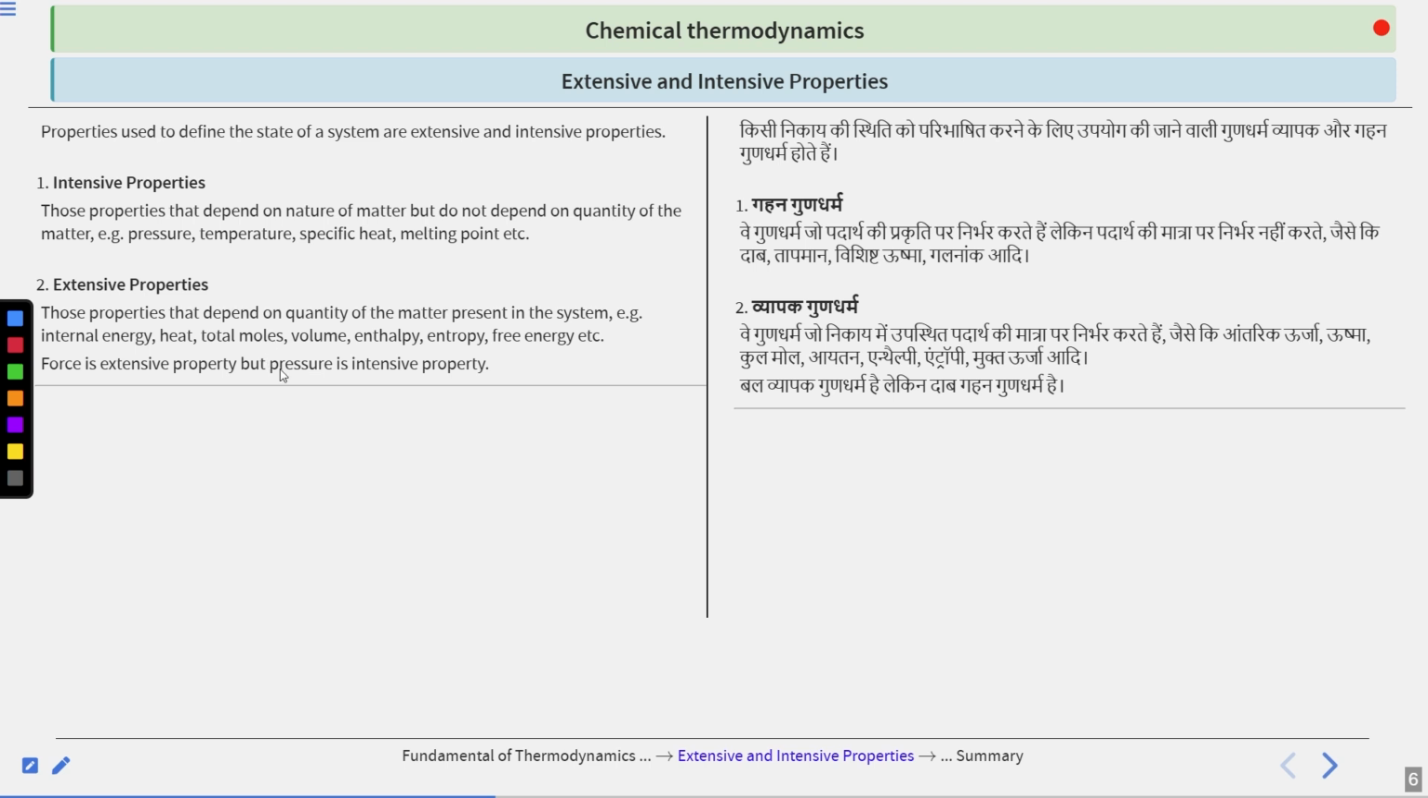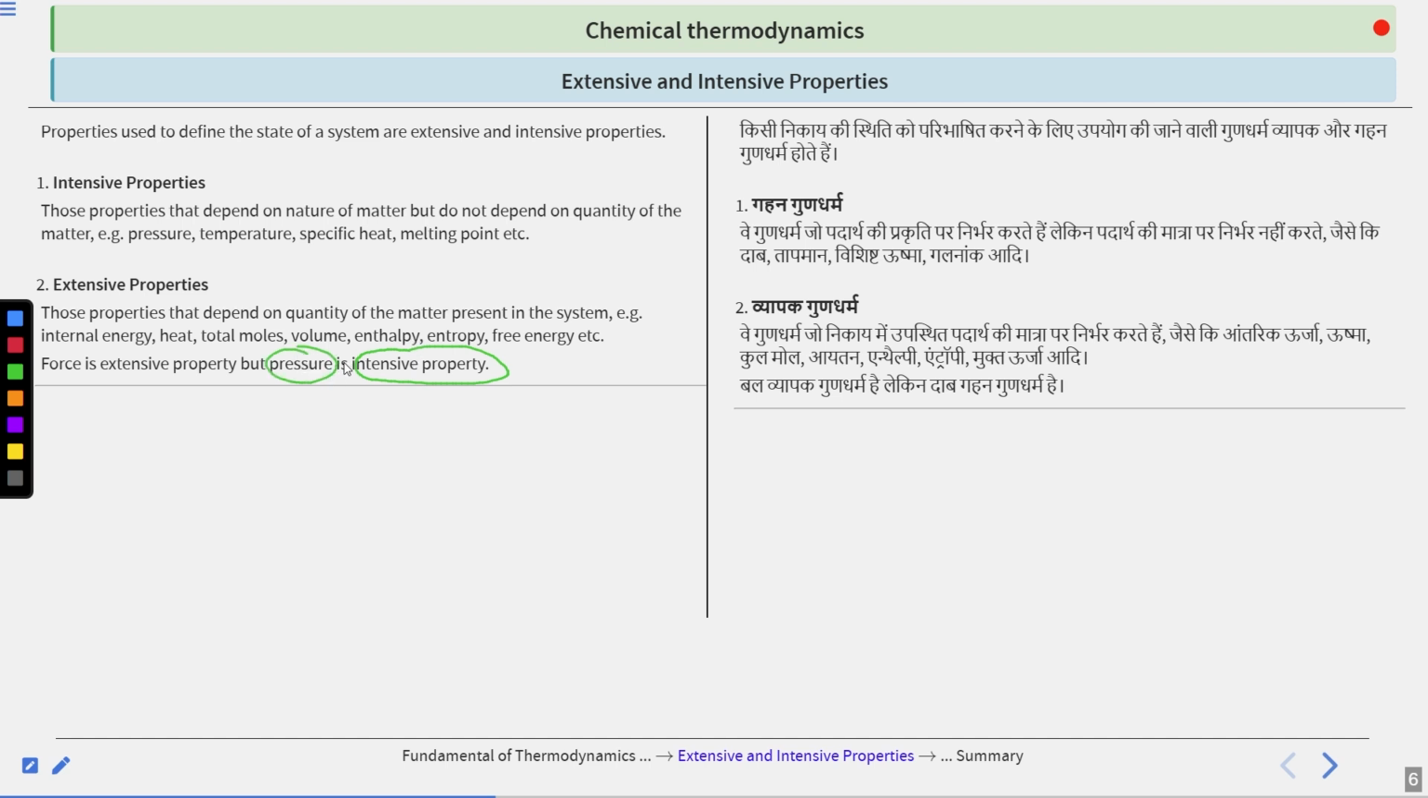Now force is also an extensive property, but pressure is an intensive property. Now what is the meaning of this? So what is the formula of pressure? First of all, pressure is given by force by area. Okay, force per unit area. So force is an extensive property and area is also an extensive property, right? So both are extensive properties. But the division of both of these is what? An intensive property. Clear? Which is pressure.